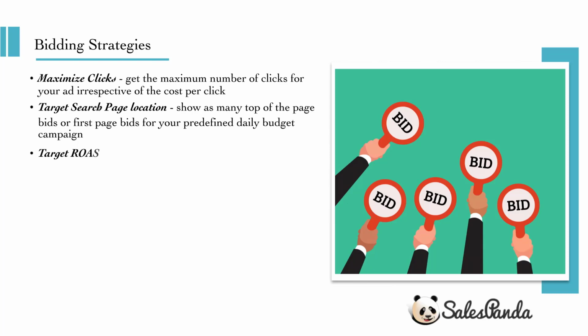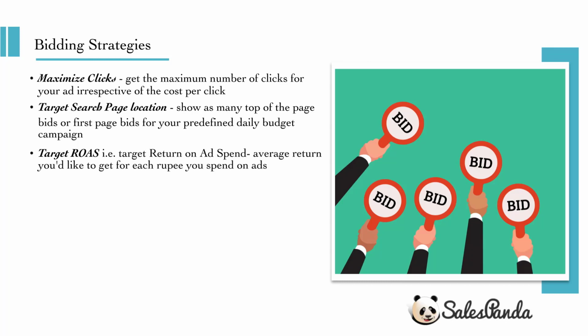Target ROAS, that is, target return on ad spend. It is the average conversion value you'd like to get for each rupee you spend on ads. It is calculated as conversion value divided by ad spend into 100%. For example, if your goal is to get an average of rupees 5 in sales for each rupee 1 you spend on ads, your target ROAS would be 500%. Google bids to try and achieve an average return on ad spend across all campaigns using this strategy.